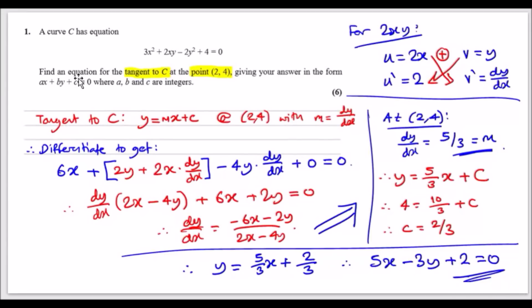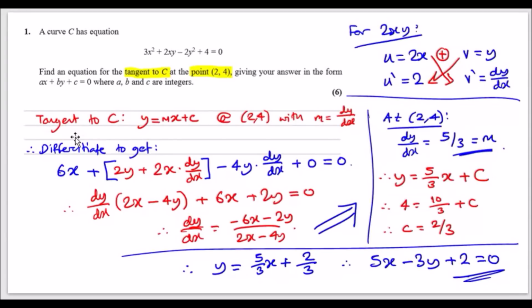Now, here's the easy part. All you have to do is literally collect the like terms. So collect the dy/dx terms like this. Make dy/dx the subject, throw it to the other side, and then plug in the values of 2 and 4. When you plug in the values 2 and 4, you should get 5 over 3, and this is the gradient, guys. So that is our m value.